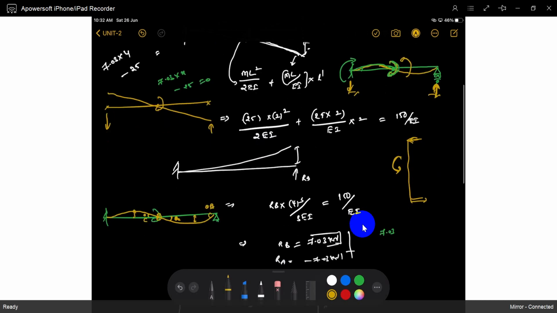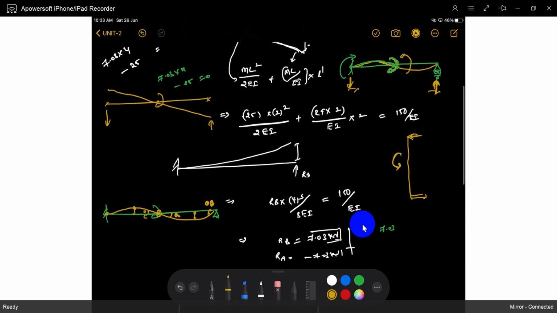So now I want the deflection at point B. How can you calculate the deflection at point B? So the deflection at A is 0. You know it now, deflection at A is 0. So I take a reference between points A and B. So the area in between A and B.